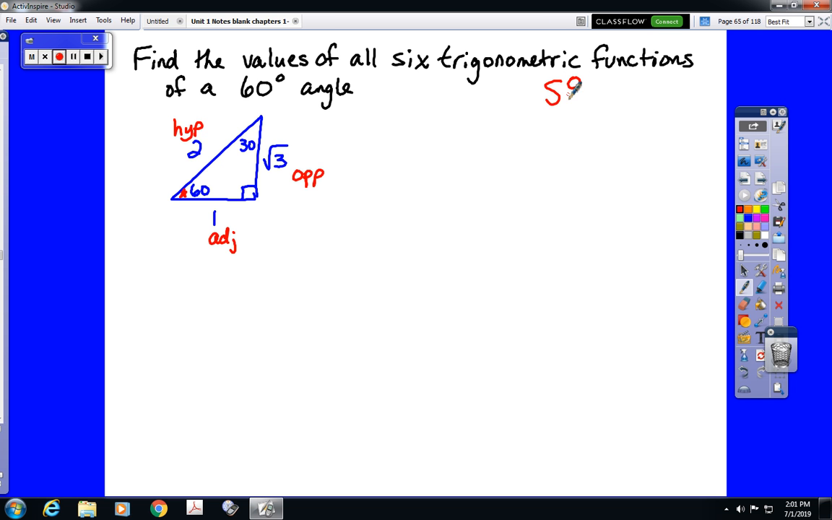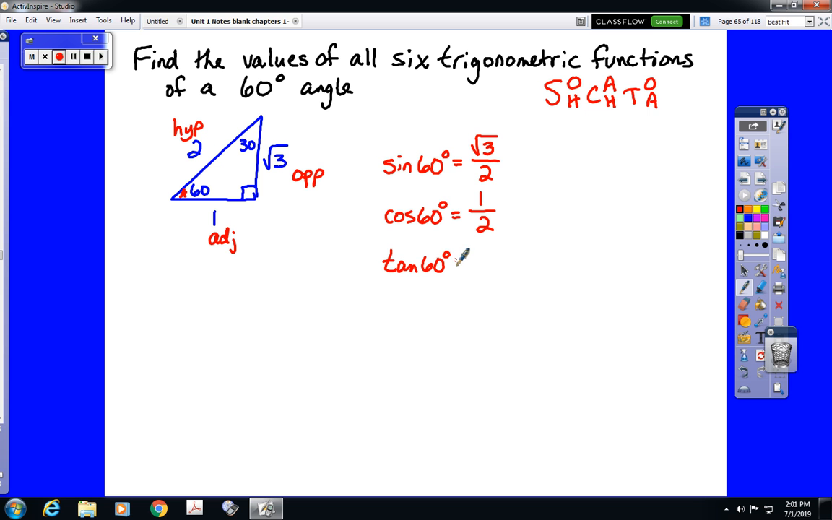So we go and we use SOHCAHTOA, just like we did in the previous 2 examples. The sine of 60 degrees is opposite over hypotenuse, root 3 over 2. The cosine of 60 degrees is adjacent over hypotenuse, or 1 over 2, 1/2. The tangent of 60 degrees is opposite over adjacent, which is root 3 over 1, or root 3.